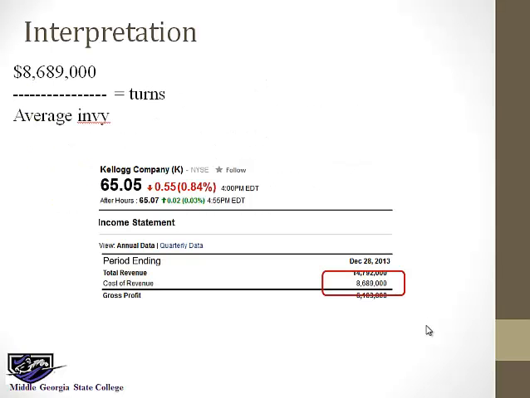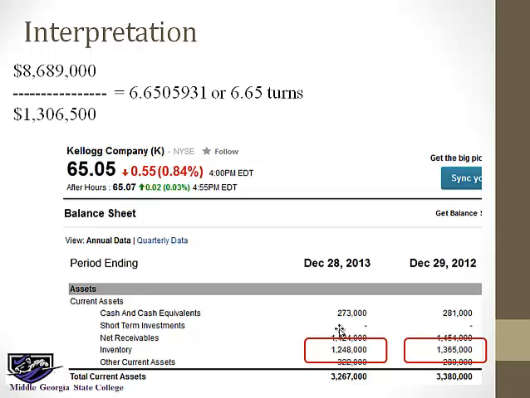Let's compare General Mills to Kellogg's to get a feel for how we might evaluate this. So here is Kellogg's. I got this from yahoo.com, and I went to their finance section and looked up General Mills' competitor, and that's their cost of goods sold. And then I went and got their inventory, added these two numbers together and divided by 2, and that's where this 1,306,500 came from. And so I get 6.65 turns for Kellogg.